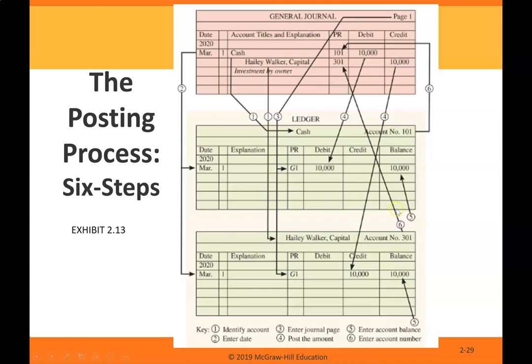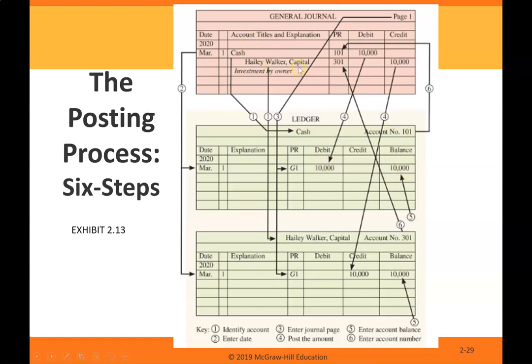So from the journal entry, our first journal entry was cash and Haley Walker Capital. If we open up the ledger account for cash, we transfer the $10,000 for cash into the ledger account. You'll see the $10,000 is a debit, and the final balance in the cash account is $10,000.